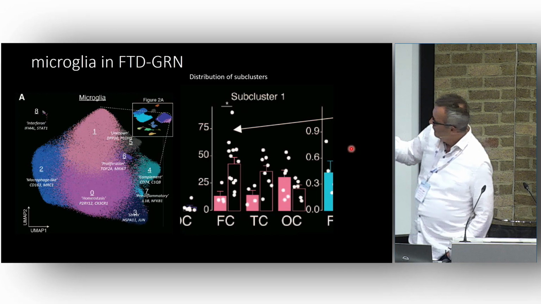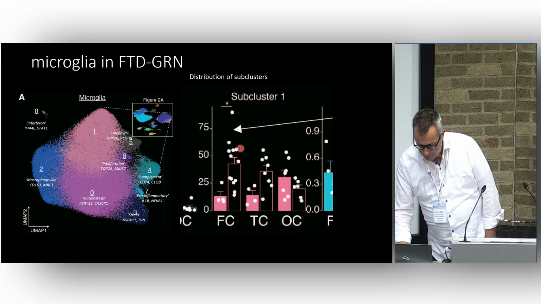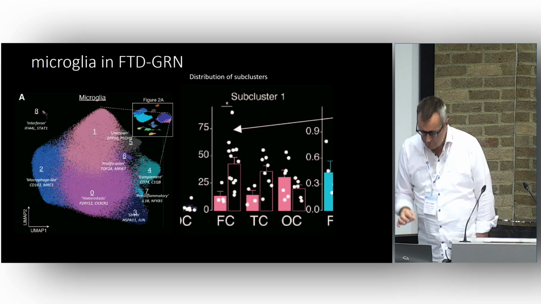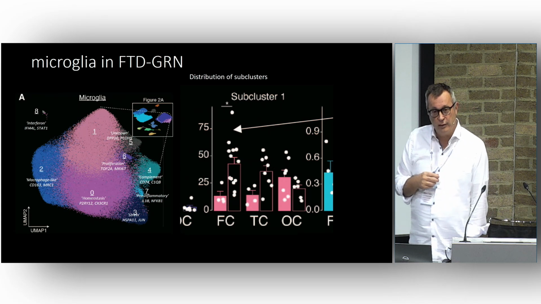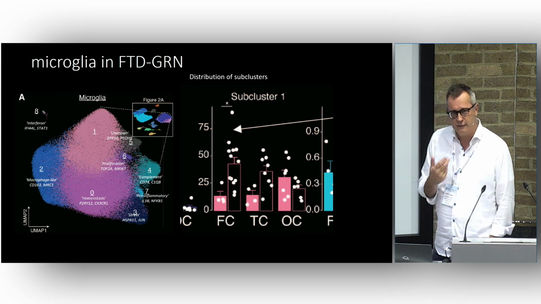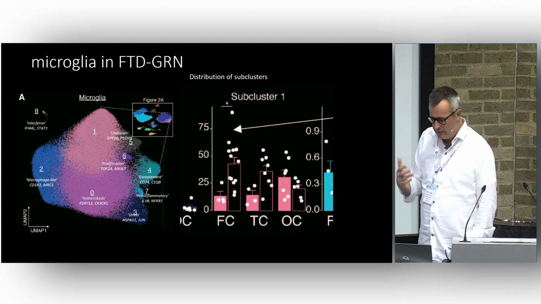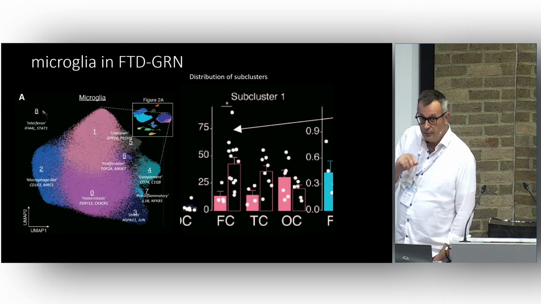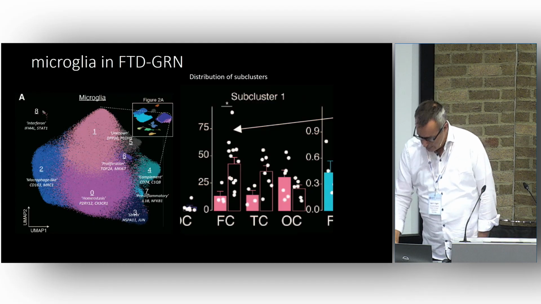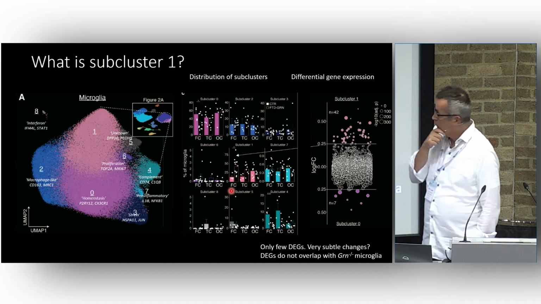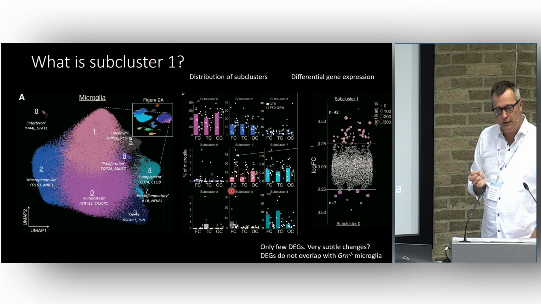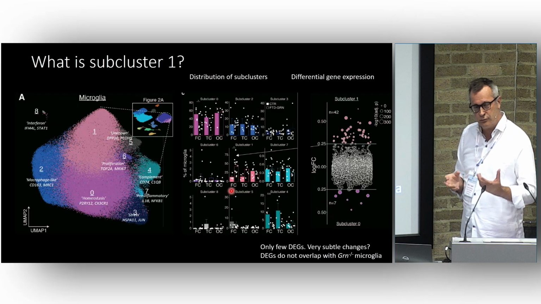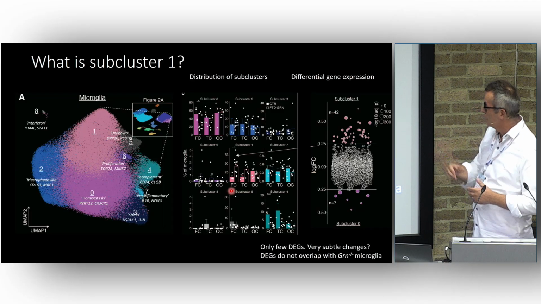And you can see that the solid bars are controls and the open bars are cases. You can see that this cluster 1 is highly enriched in the samples that come from progranulin carriers. So we wondered, what is this cluster 1 microglia, and how is it different from homeostatic microglia that are in cluster 0? And the long story is not very much, because there's very few genes that are differentially expressed between cluster 0, which is controls or homeostatics, and cluster 1.